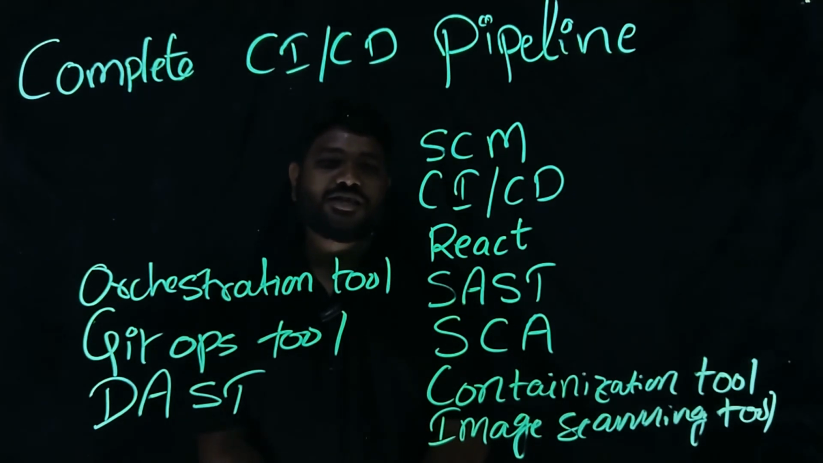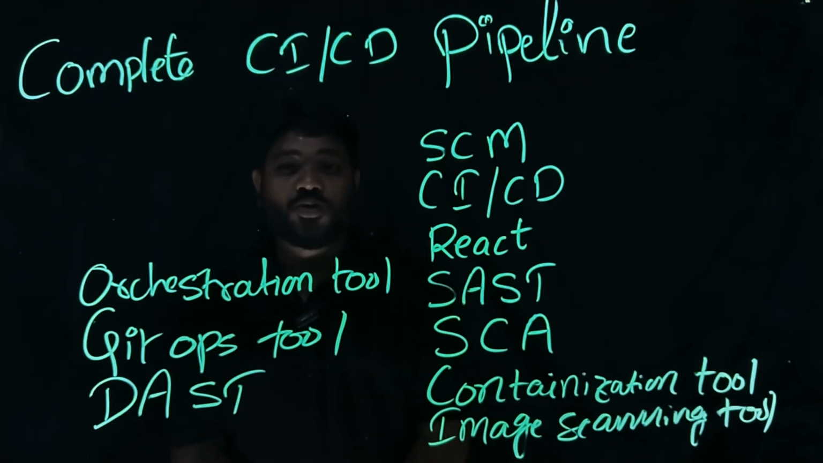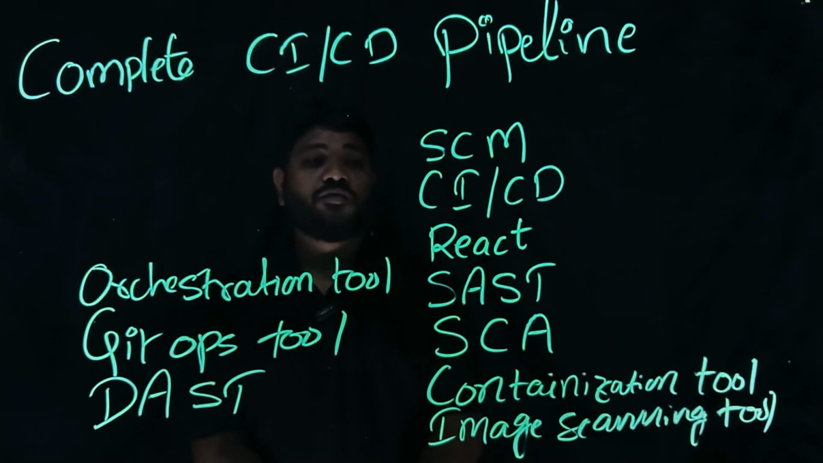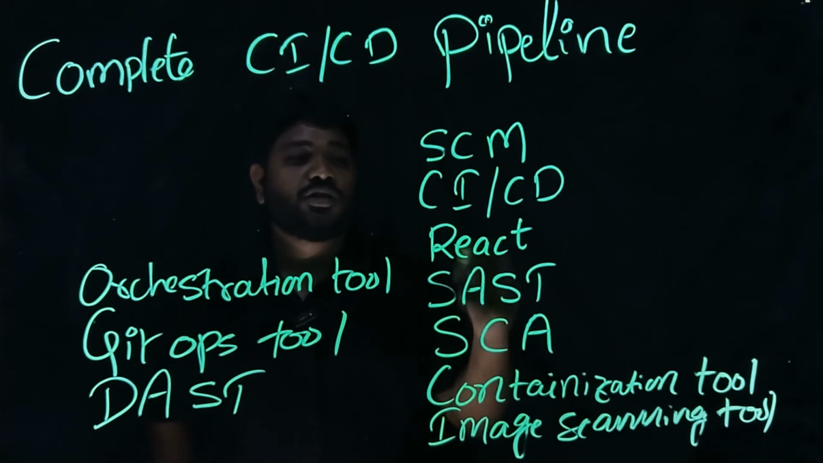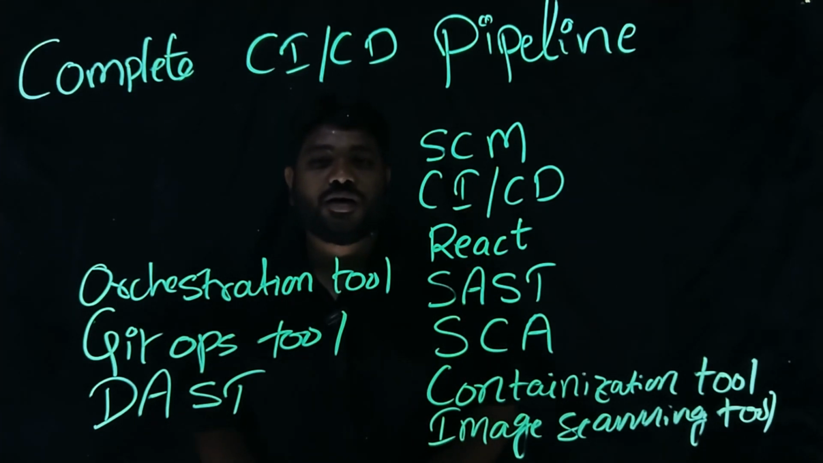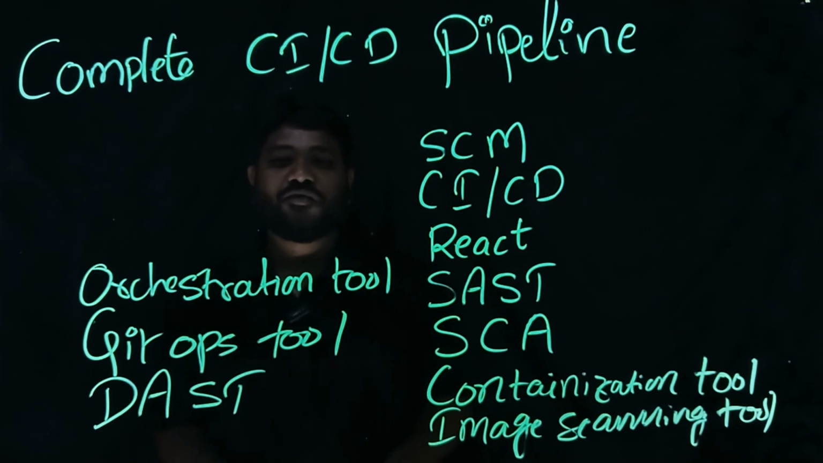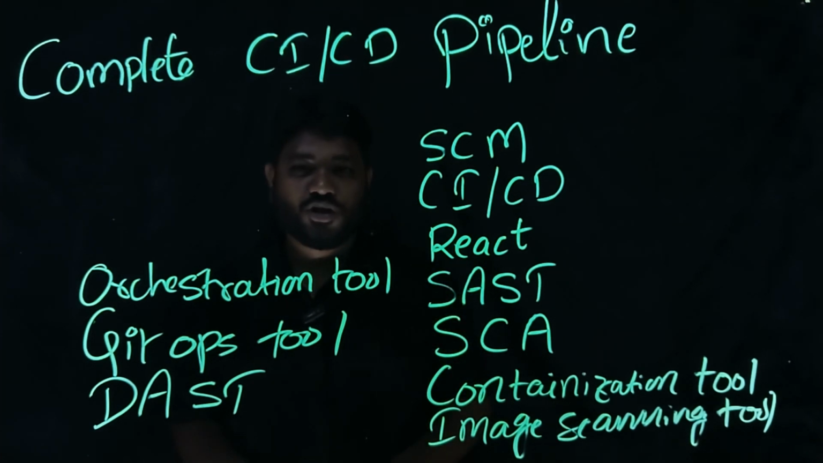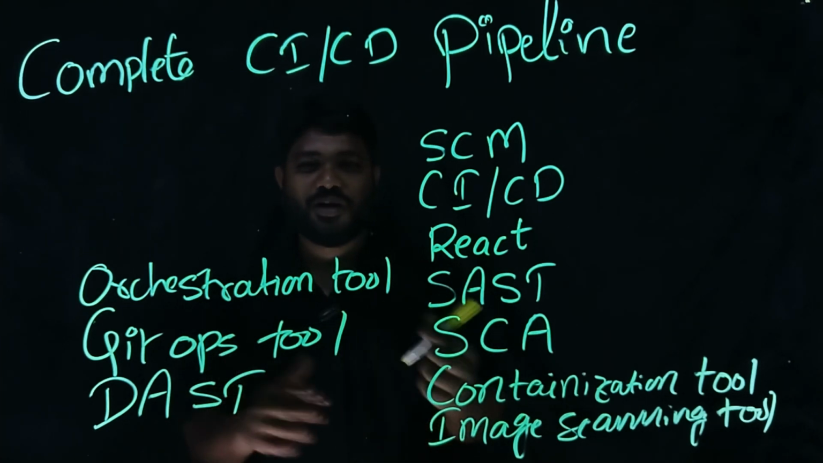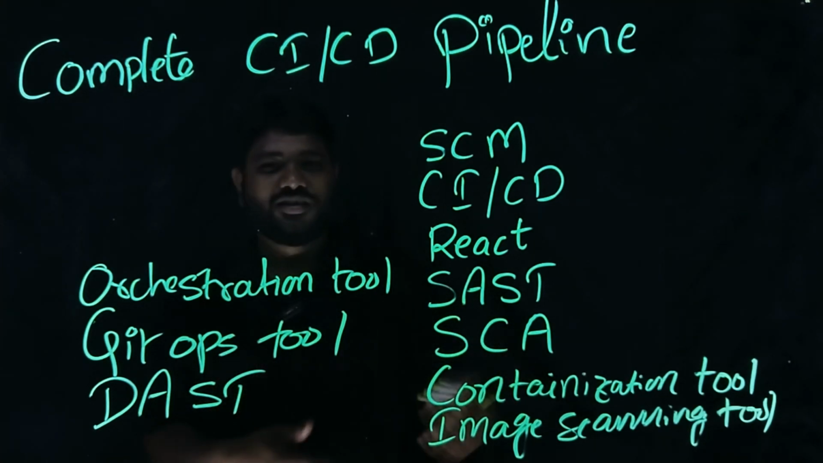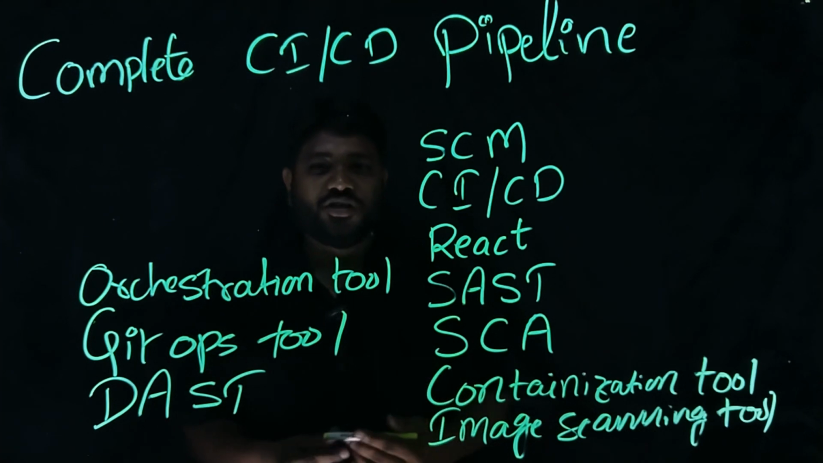So I brought some stacks and the terminologies that we are going to use in this complete CI/CD pipeline. First, for source code management we are going to use GitLab, and for CI/CD, we are going to use GitLab itself. And React is our source code, where we are going to write a simple application. And hello, welcome, whatever it is. I will show you in this continuous video.